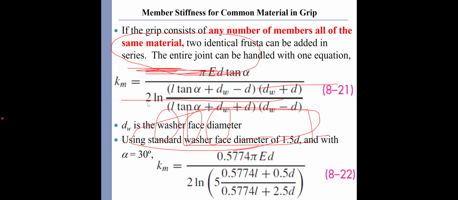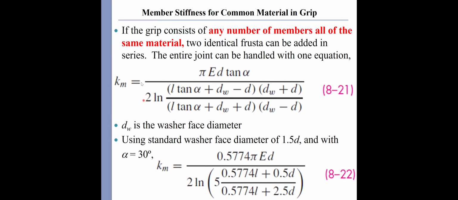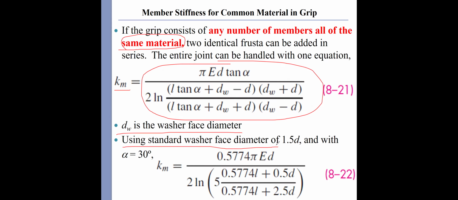Okay, and we get the Kn. So if the group consists of any number of members, all of the same materials, all the plates are made of, suppose, steel, then two identical frustums can be added in series, and the entire joint can be handled with one equation. So in this case, all the members are the same material. Km will equal to this, and the dW here is the washer face diameter. The standard washer face diameter is roughly equal to 1.5 times the nominal diameter.